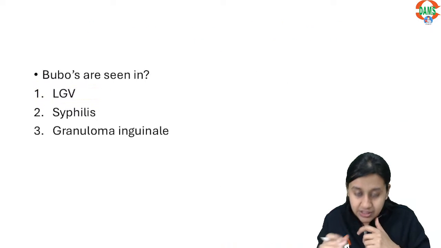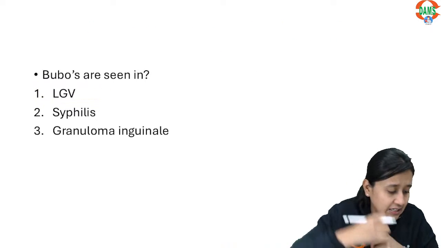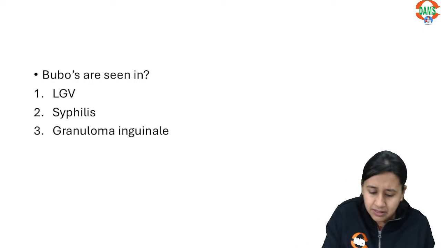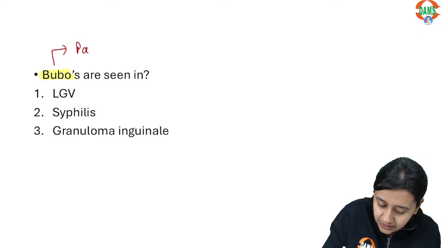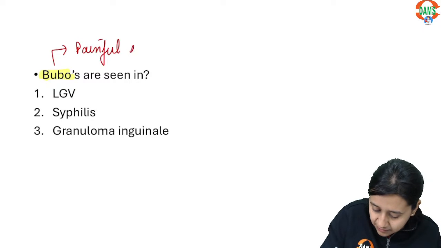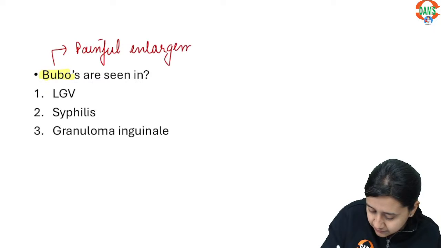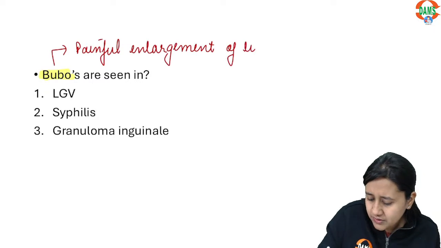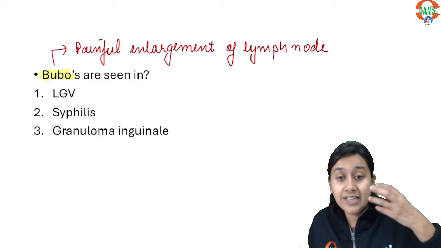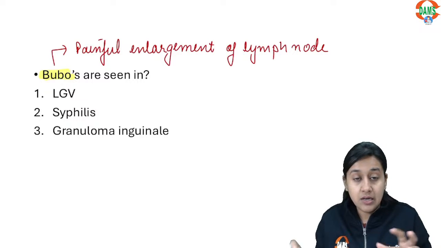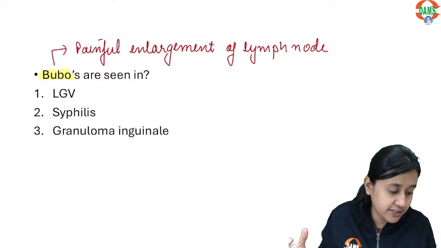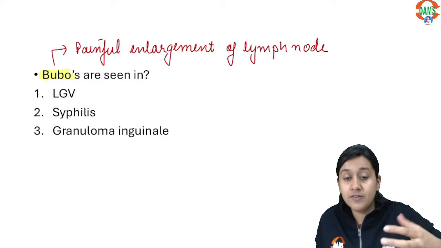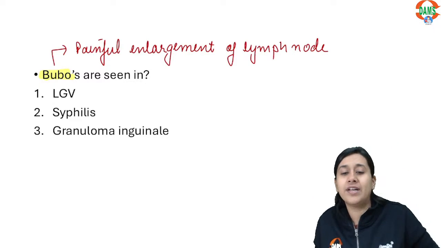Now there was another question, and the question was: Buboes are seen in. Can anybody tell me what is a bubo? What do you mean by bubo? Bubo means painful enlargement of the lymph node. And usually this word is used for the painful enlargement of the inguinal lymph nodes, because this word is usually used with respect to sexually transmitted disorders. So this is actually a bubo, which is the painful enlargement of the inguinal lymph node.